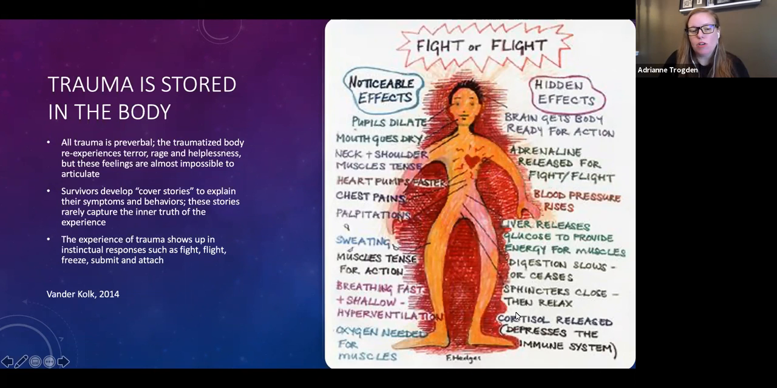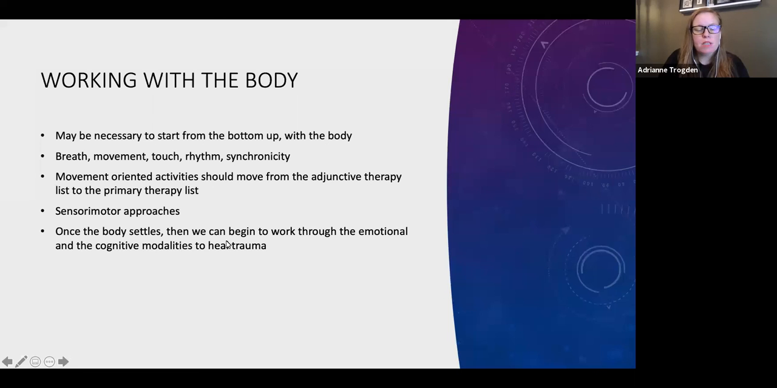So I use this graphic with clients quite a bit to help them identify what might be going on with them. And then, we can figure out, what do we need to do with that? How problematic are those things? So what this means is that we may need to do some work with the body.